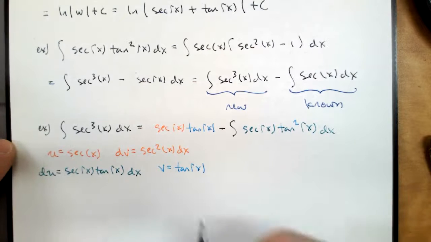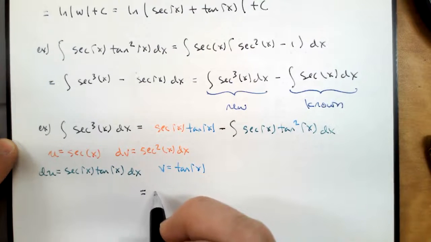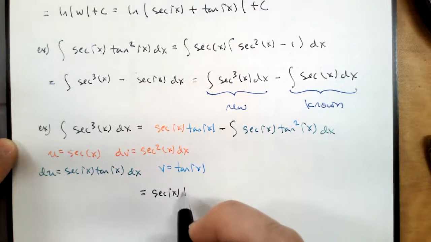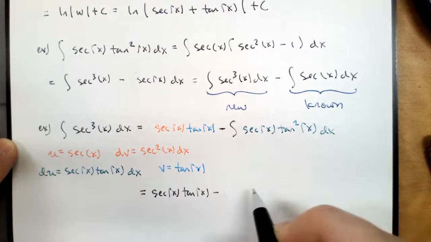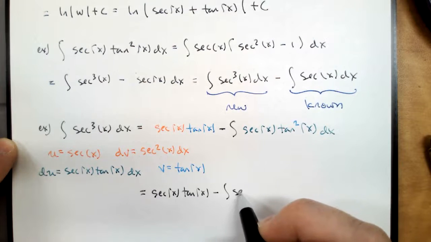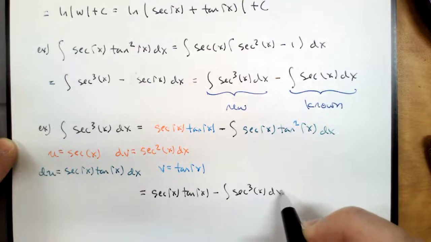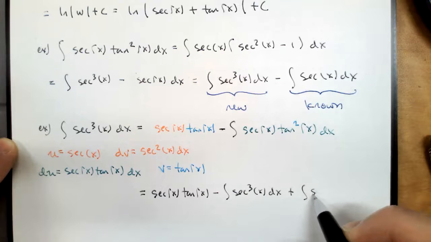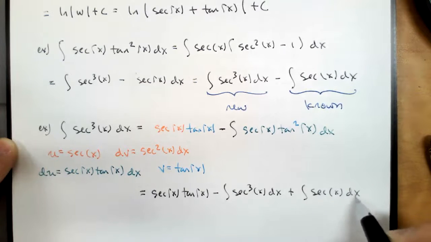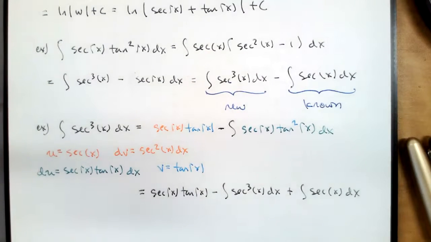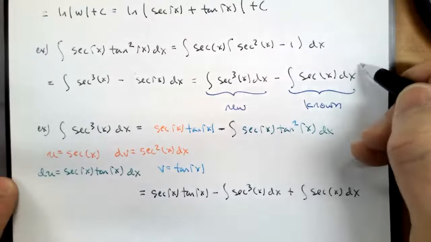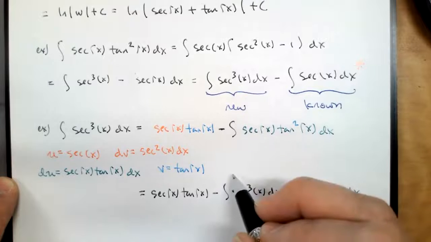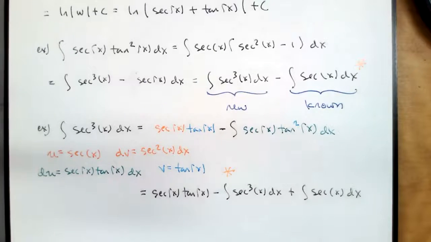So this side of the equation is looking like secant x tangent x minus the integral of secant cubed x dx plus an integral of secant x dx. Chekhov's integral.